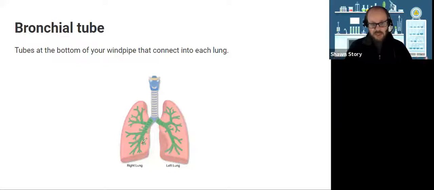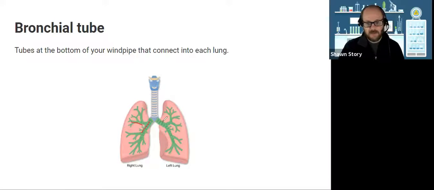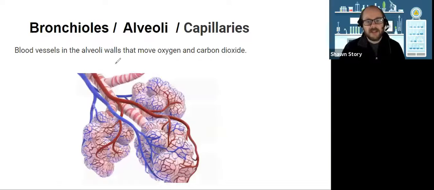Then those go into these tubes inside our lungs themselves called our bronchial tubes. Who'd like to read those? I'll do it. Okay. Bronchial tubes. Tubes at the bottom of your windpipe that connect into each lung. Yeah, very good. So we see these tubes that go. All right, so we're getting bigger to smaller. Now we're going to get really small here. And look at the next three are all of these really small things.